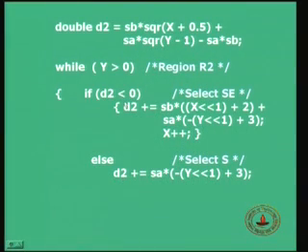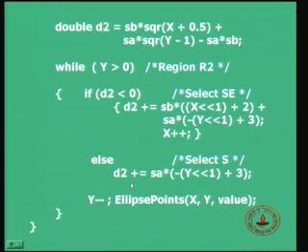So, we have the two conditions for selecting southeast and east, and we also increment the decision variable d. Of course, outside this if-then-else, since we are in region R2, the choice is between southeast and south, and we always have to decrement y. Just as in region R1 we were always incrementing x, here we always decrement y. We work in one quadrant, and the ellipse points in the other quadrants are drawn based on symmetry. So, that completes the code.